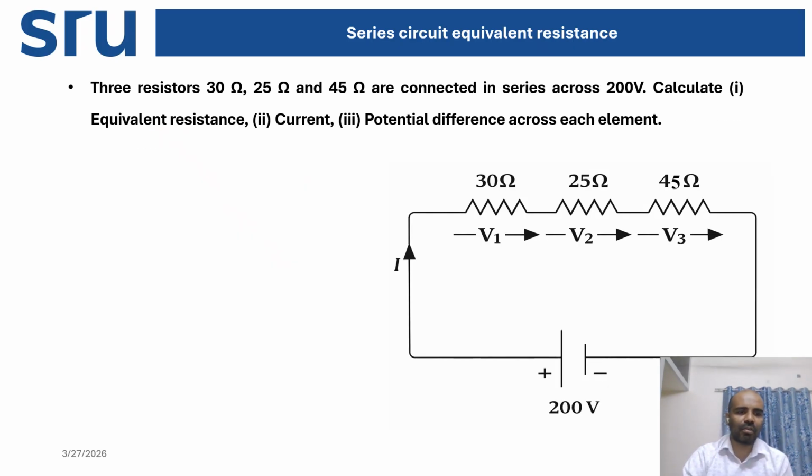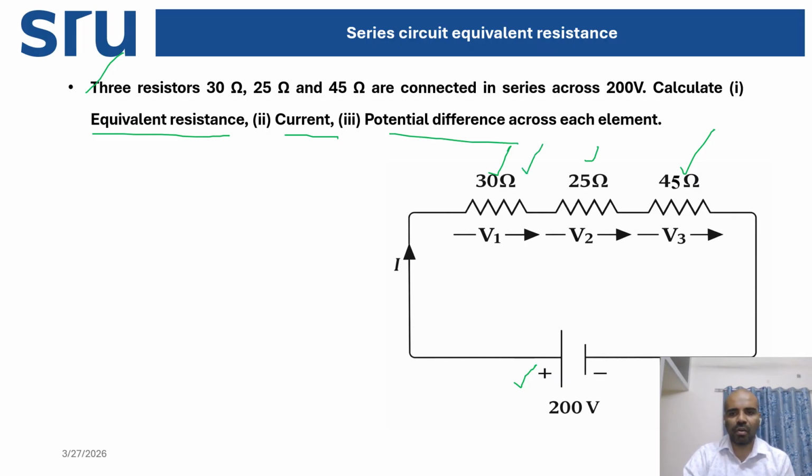Let's try to solve this problem. This problem is related to the series circuit. There are three resistors, 30 ohm, 25 ohm and 45 ohm. They are connected in series with a 200 volt battery. You need to calculate the equivalent resistance, the current through the circuit, and the potential drop across each resistor.